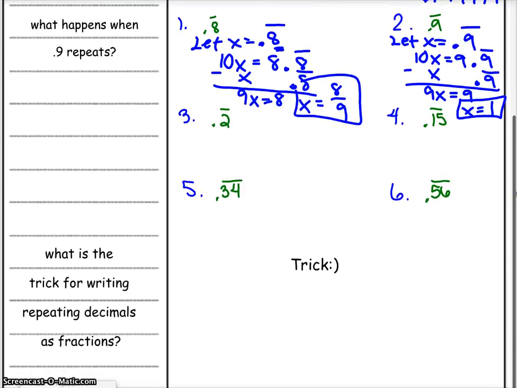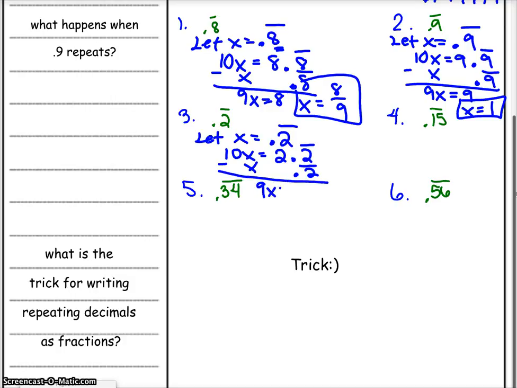0.2 repeat. Let x equal the pattern. X is equaling 0.2 repeat. One number to the pattern, so I'm going to multiply through by 10. That brings that number to the left-hand side of the decimal. Now I can take the pattern away. I get 9x equals 2. X equals 2 over 9.